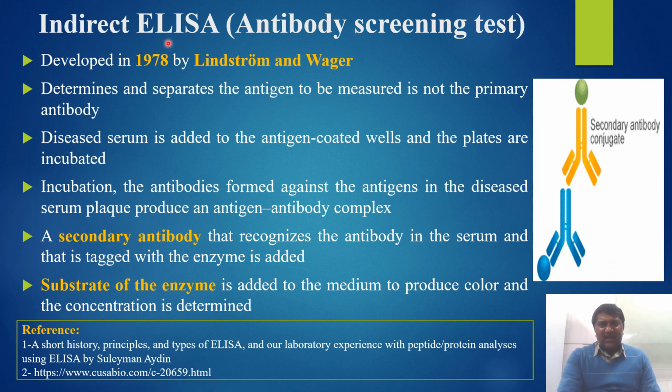Then the indirect ELISA was developed in 1978 by Lindstrom and Wager. It is used to determine the antibody, where the antigen to be measured is not the primary antibody, and diseased serum is added to the antigen-coated wells, and the plates are incubated. During incubation, the antibody formed against the antigen in the diseased serum produces an antigen antibody complex. A secondary antibody that recognizes the antibody in the serum, tagged with an enzyme, is added, and the substrate of the enzyme is added to the medium to produce color, and the concentration is determined. You can see in this picture the antigen, then the primary antibodies when you add the serum, and the secondary antibody that is tagged with the enzyme.